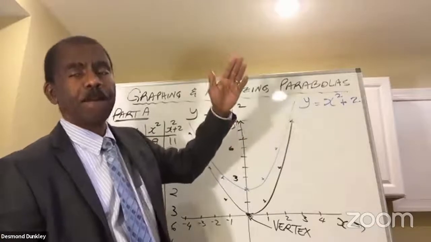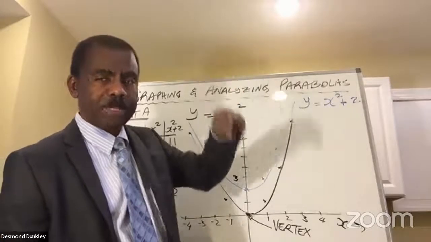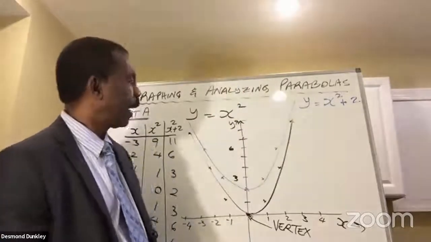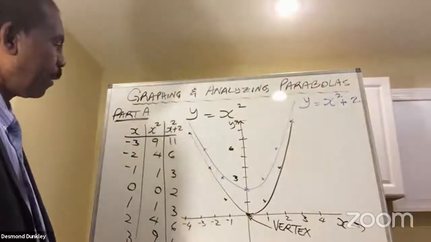If it is positive, it goes up. If it's a negative number, it goes down. It pulls it down. Okay? So that takes care of that for now.